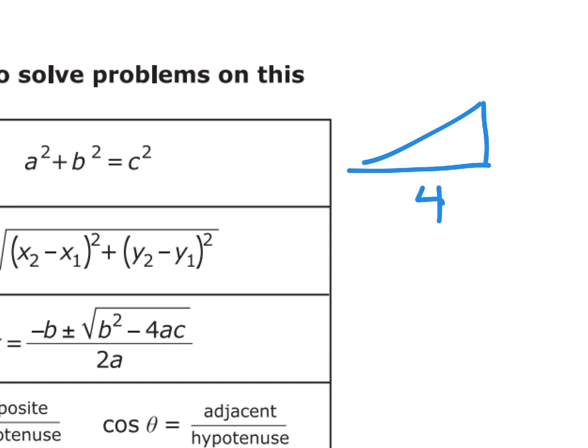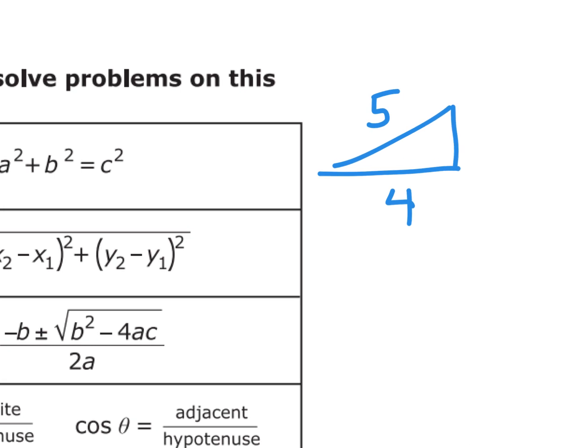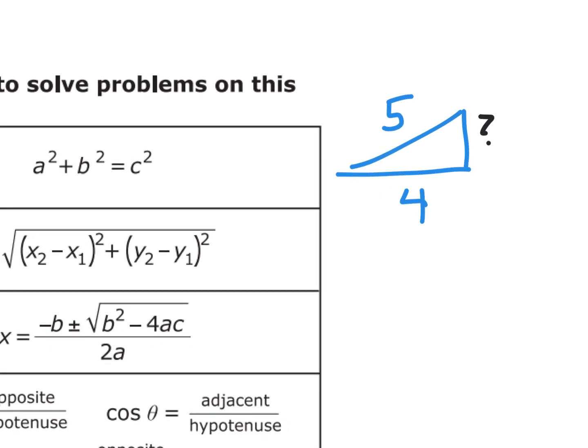4, 5, and what? Would everybody use that a squared plus b squared equals c squared to figure out what that last side is? All right, I've got a shortcut way to do this that I'd like to show you too, but do your best, try to figure it out, and don't say the answer once you've figured it out. Just be quiet for a second and let people try.